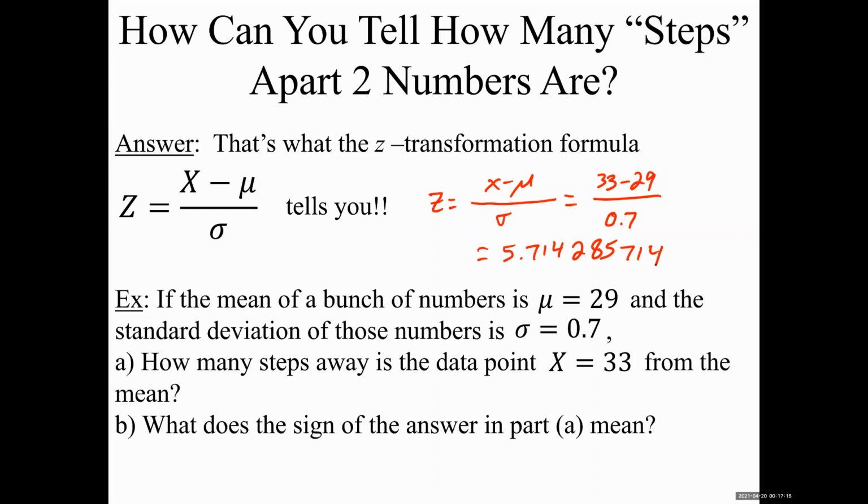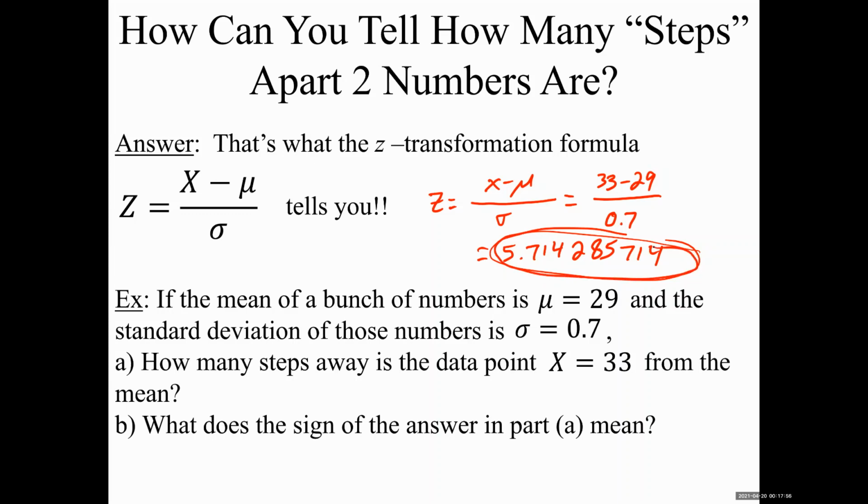So you tell me, are these numbers close together or far apart? So we're getting that the numbers are 5.7 steps apart. And remember, 3 is our cutoff. More than 3 far apart, less than 3 close together. So are they close together or far apart? They're far apart. Yeah, they're far apart because they're more than 3 steps apart.